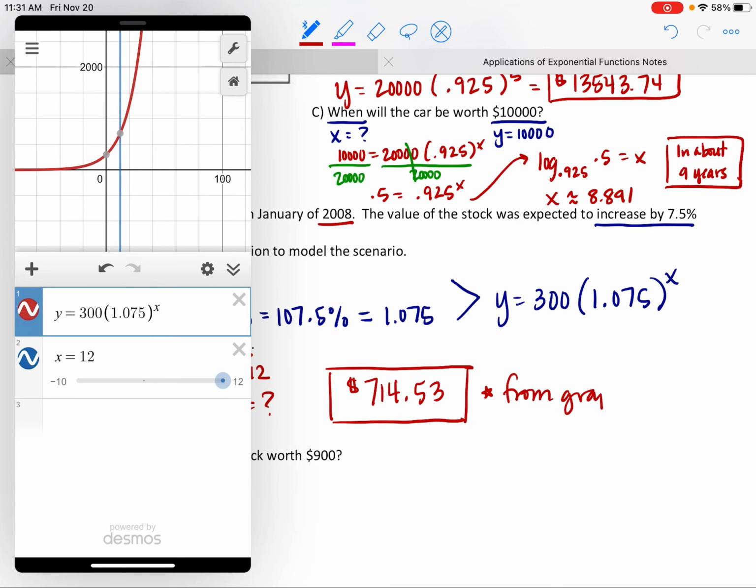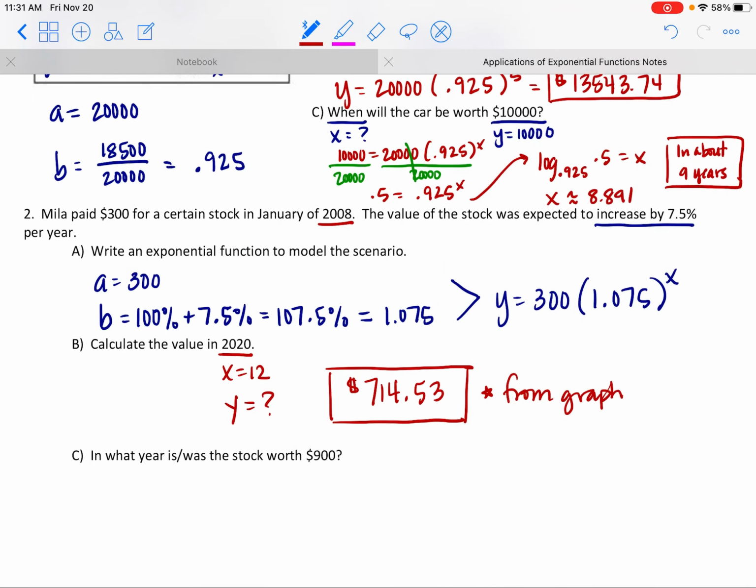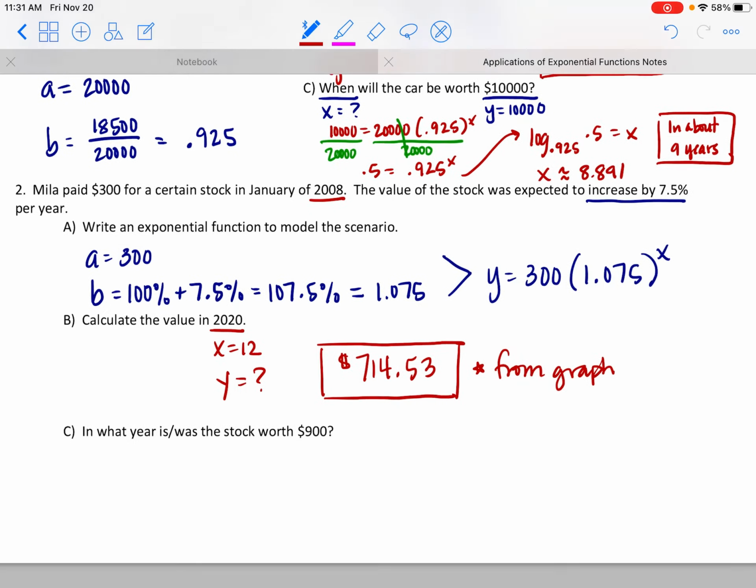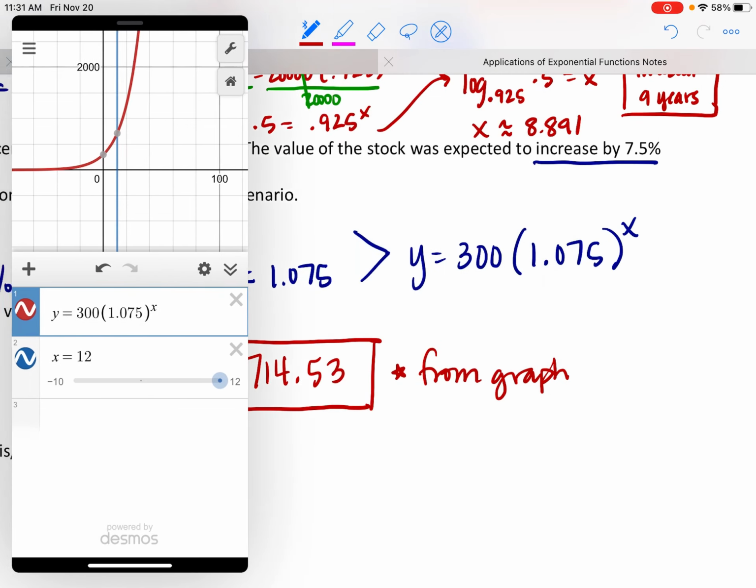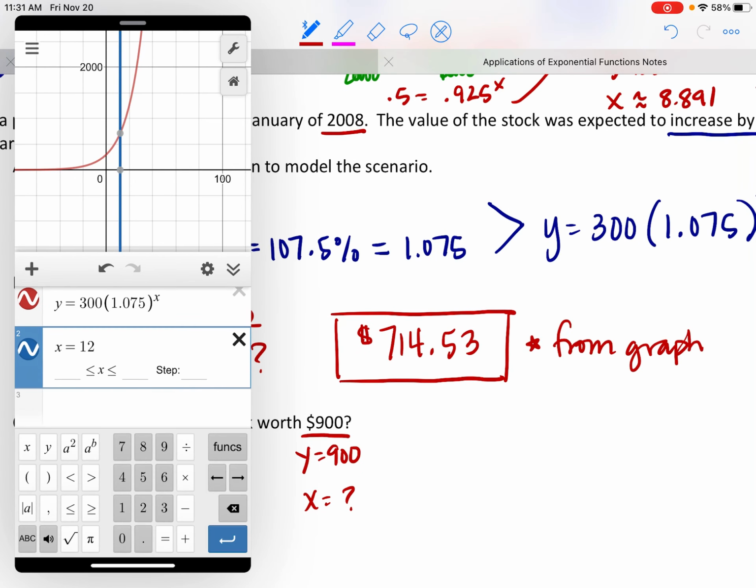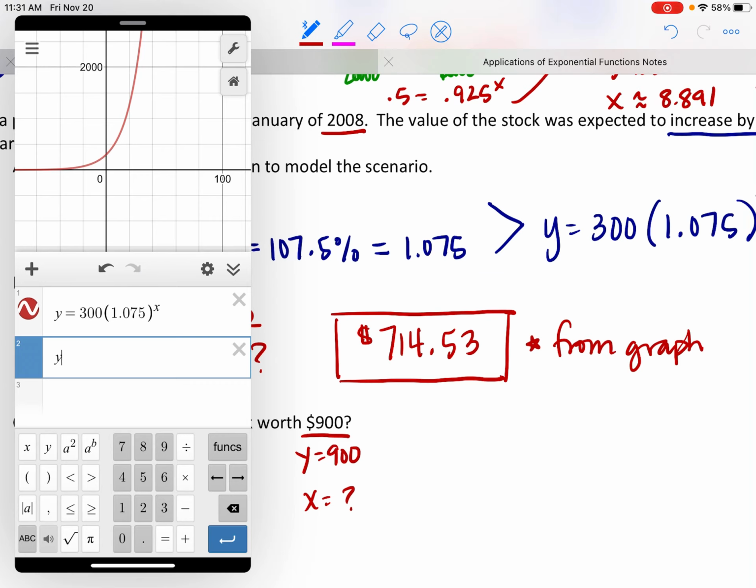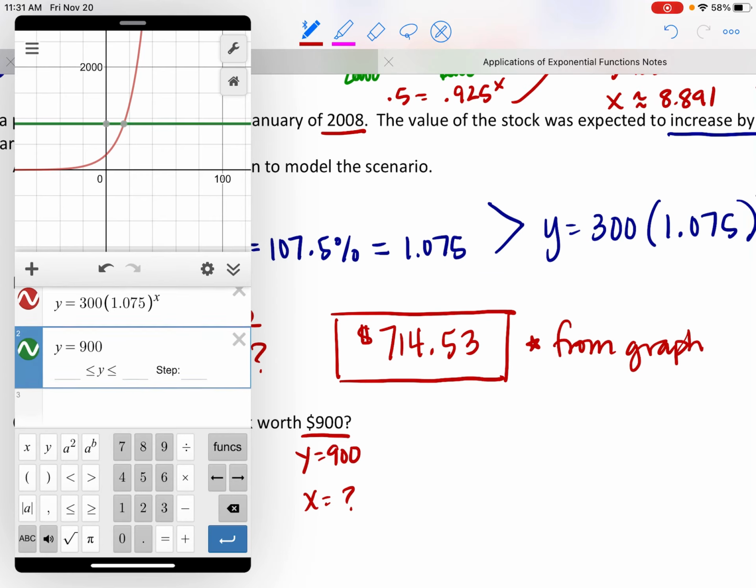Okay, and then we can do that again for part C. So in what year was the stock worth $900? So now they're telling us y is equal to 900 and asking us to find x. So I've got my function in here. This time I'm going to put in y equals 900 and look for that intersection.